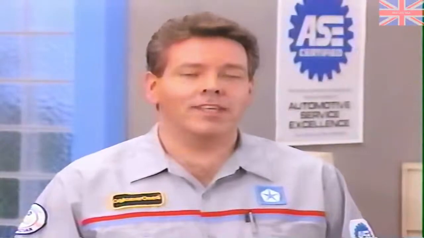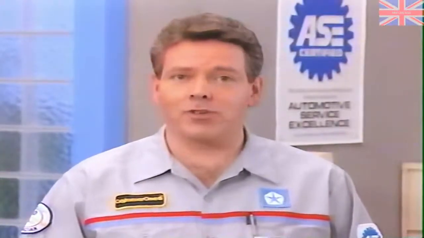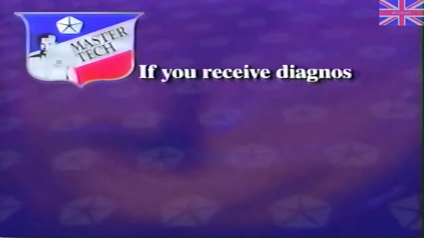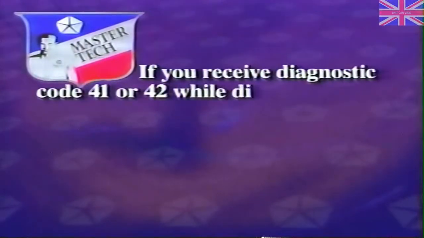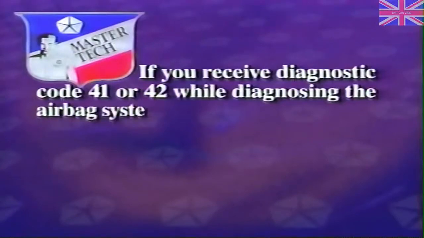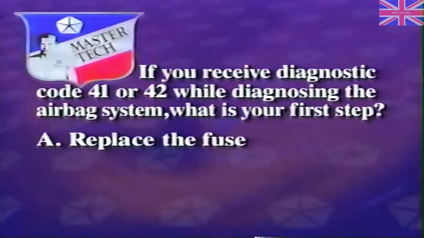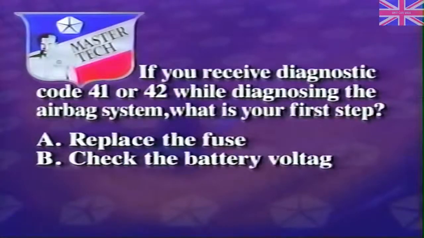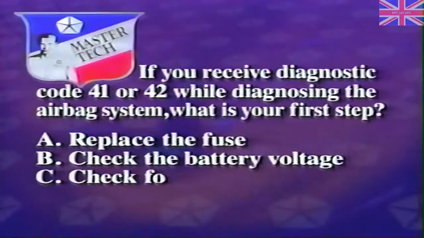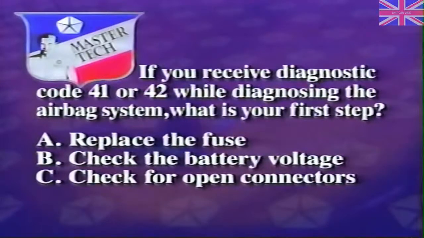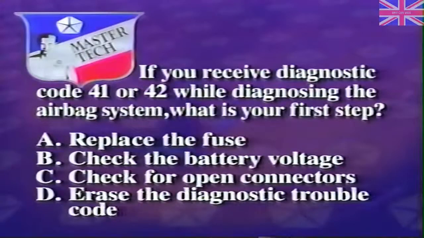Before we move on, we'd like to check your knowledge of diagnostic trouble codes with a review question. If you receive diagnostic code 41 or 42 while diagnosing the airbag system, what is your first step? A, replace the fuse. B, check the battery voltage. C, check for open connectors. D, erase the diagnostic trouble codes.